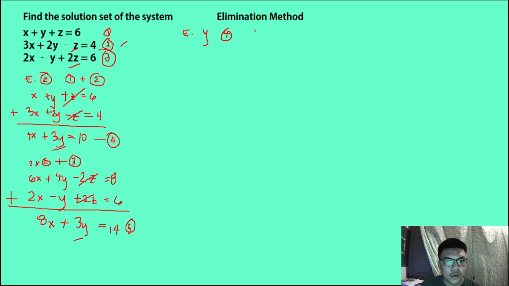So we're going to use 4 and 5. Kaya lang, anong operation? Since magkamukha sila ng sign. Magkamukha sila ng sign. So, we're going to use subtraction. Okay, so we have, equation 4, 4x plus 3y equals 10 minus, okay, pansinin ha, kukulong ko muna sa parenthesis, ano, para yung sign bago. So we have 8x plus 3y equals 14. Okay? So walang problema kung yung sign ay puro positive, ano.